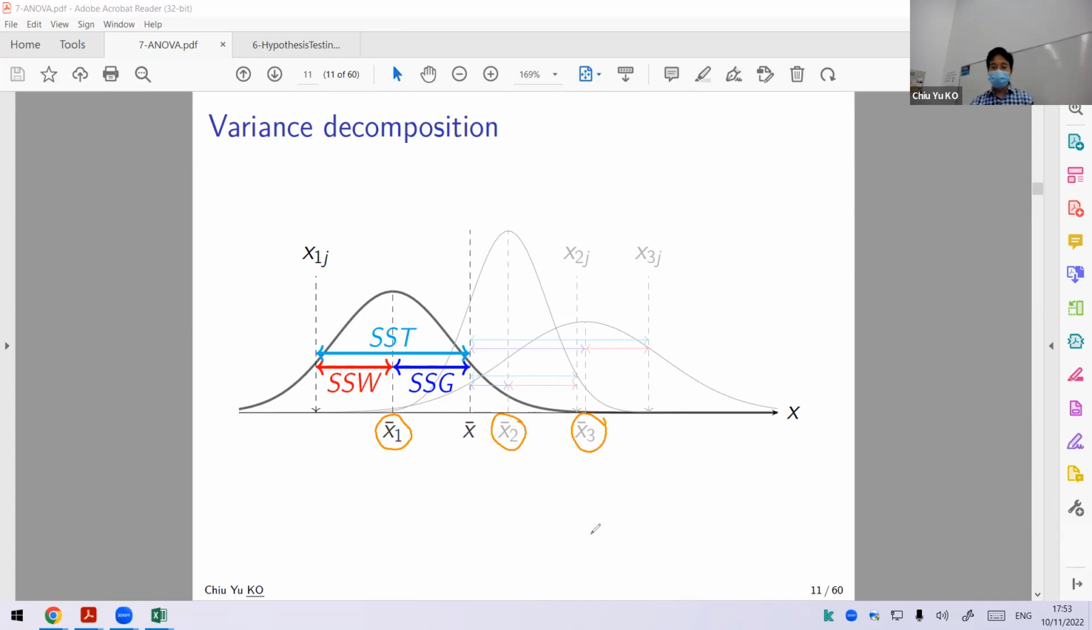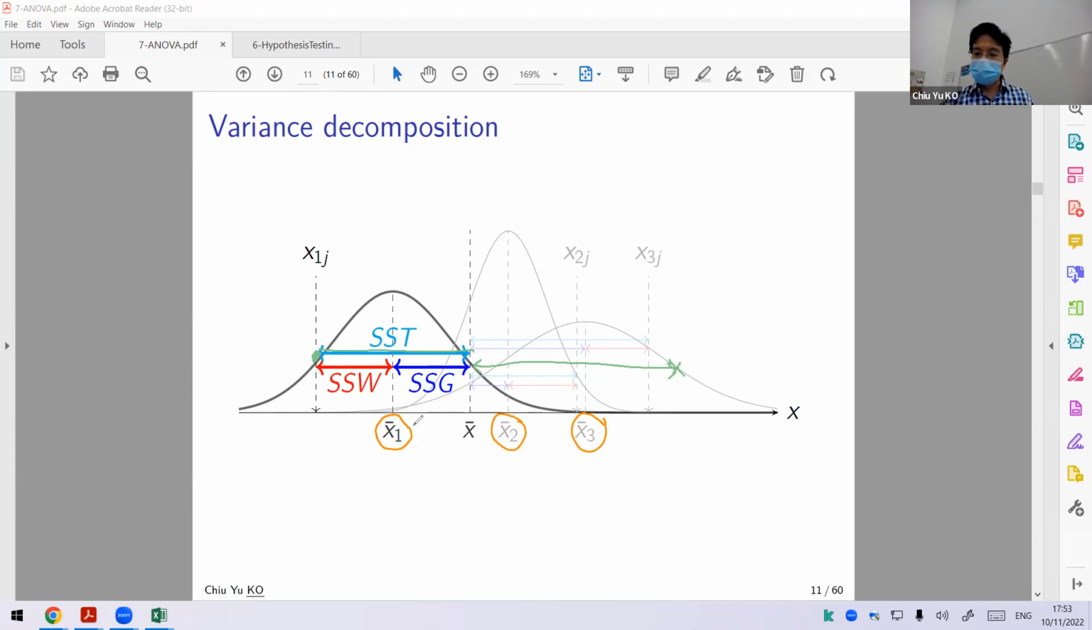And how can you calculate SST? SST is: look at this data point, and you look at the distance between the mean and square. And you can also look at this one, come to here. So this is every observation, take a distance to the overall grand sample mean and square. This is SST.